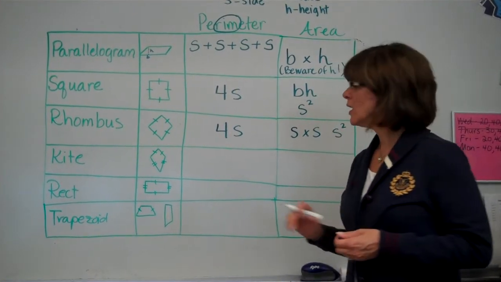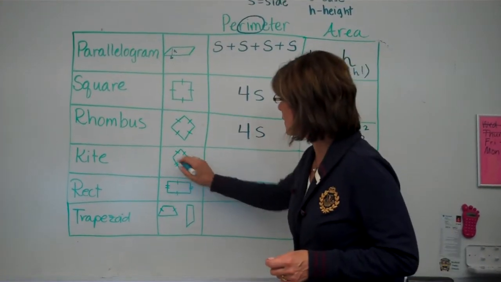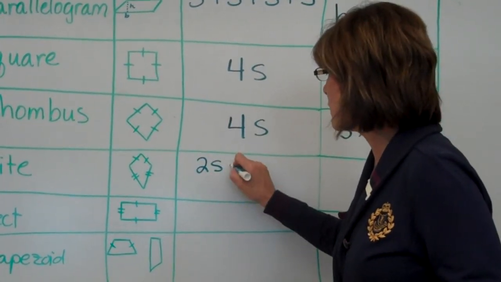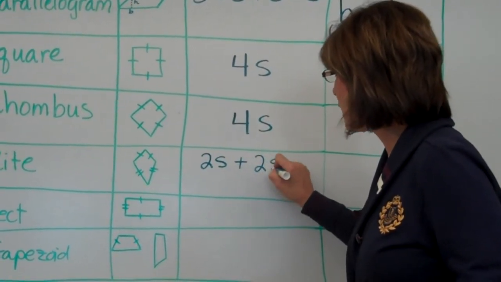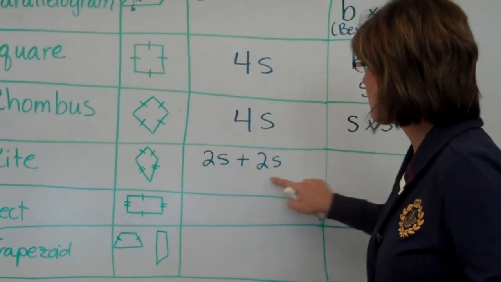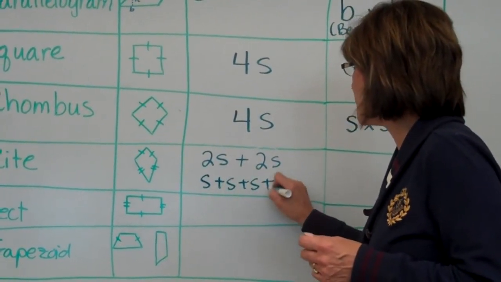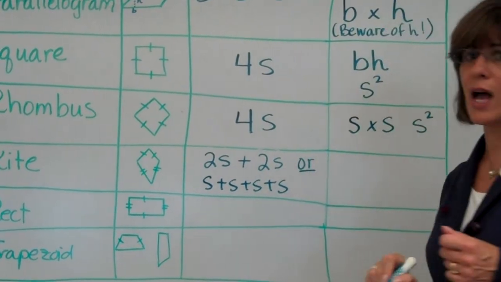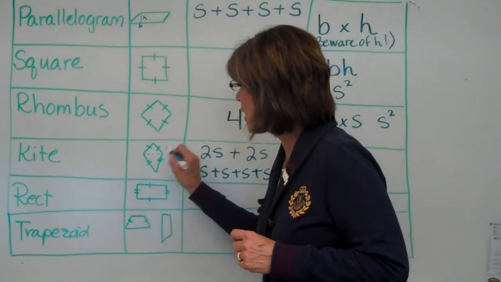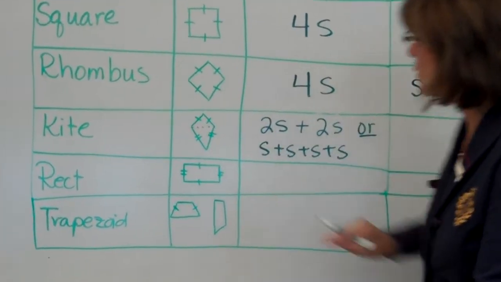Okay, the kite, you have to divide the kite. Well, let's do the perimeter first. So the perimeter is going to be, these two sides are the same, so 2 times one side plus 2 times the other side. So these two sides would be here, and these two sides would be here. You also could do side plus side plus side plus side. Either way is fine. To get the area, we're going to divide it into triangles. So we have one triangle here and one triangle here.